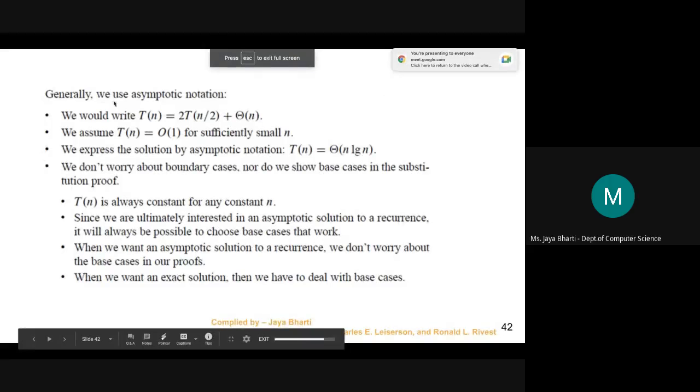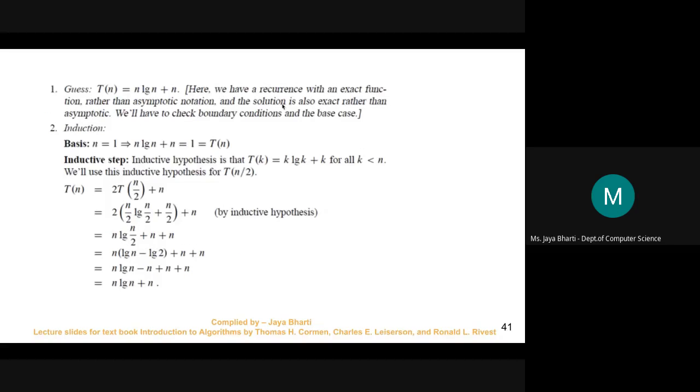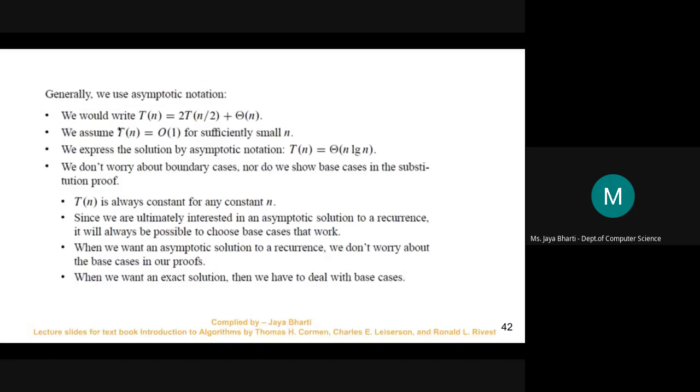So generally we use asymptotic notation. So we would write T of n is equal to 2T n by 2 plus theta of n. But here, as we have specified that we are using the exact solution rather than the asymptotic solution, that's why we haven't used any asymptotic symbol. So we assume that T of n is equal to big O of 1 for sufficiently small n. If n is very small, then it will take constant time only.